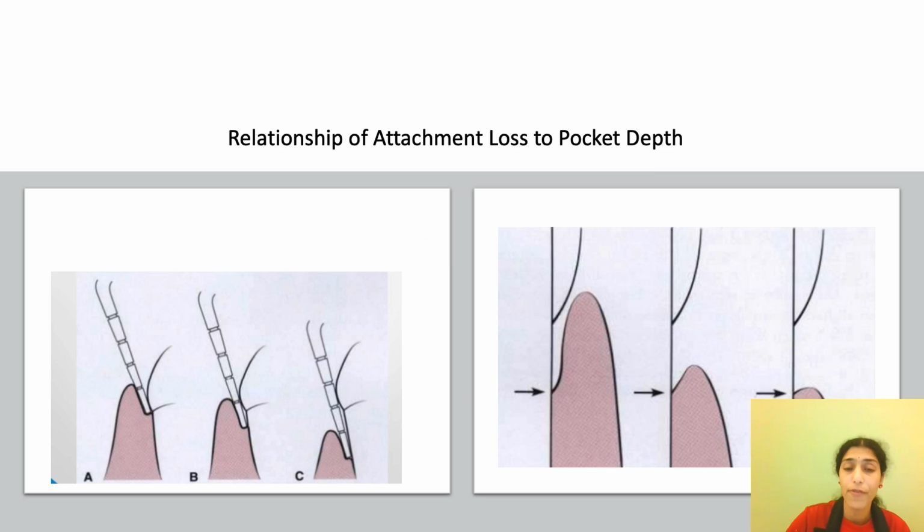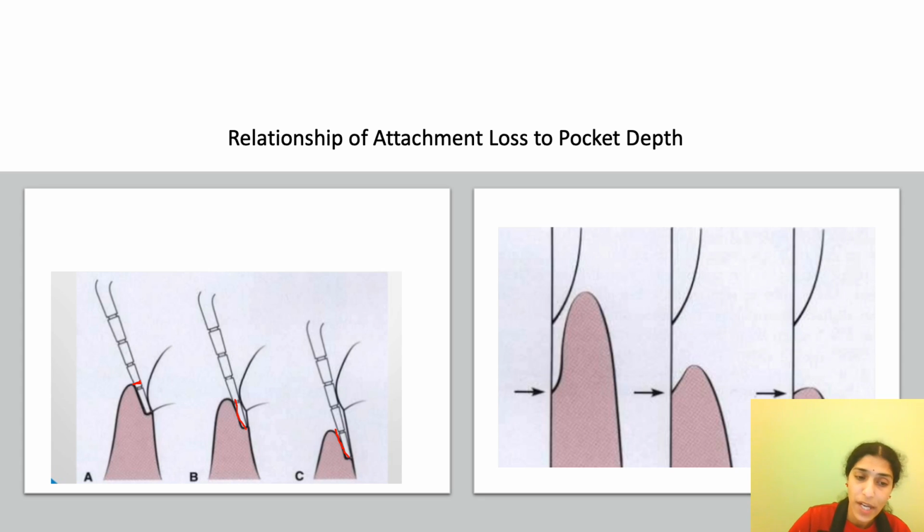Understanding the relationship of attachment loss to pocket depth, you can observe these three pictures in A, B and C. If you see here, the pocket depth is actually around, let us say, a 3 mm pocket, 3 mm measurement. So 3 to 4 mm should be the pocket depth here from the CEJ to the base of the pocket. Here also, if you see, the pocket measurement is the same 4 mm. Even here also the pocket measurement is the same, right?